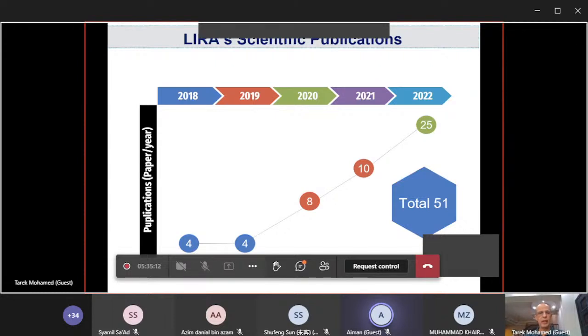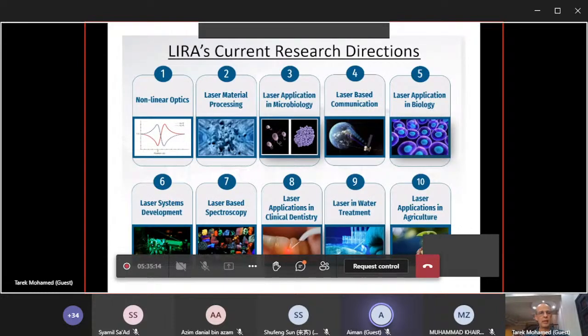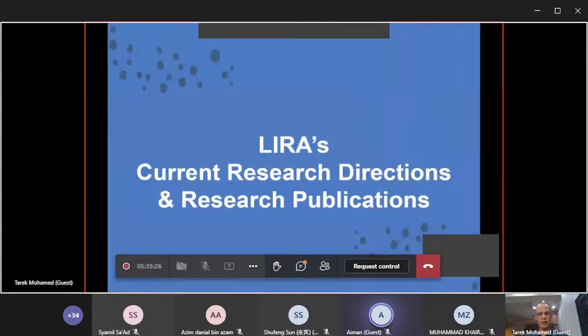With time, and here are the research directions of the institute. We have about 10 research directions. We didn't start with 10, we started one by one, and with time we increased these directions. I will show quickly some of these research directions.